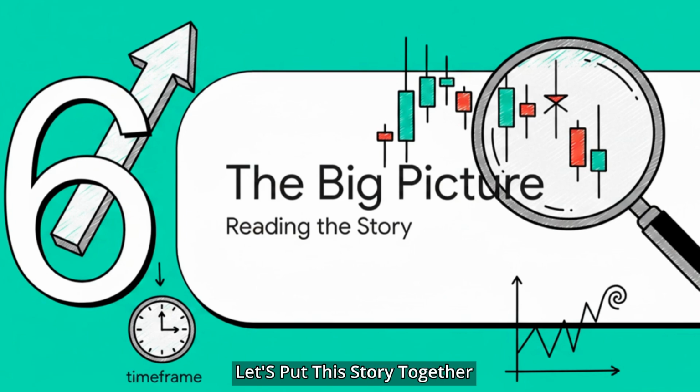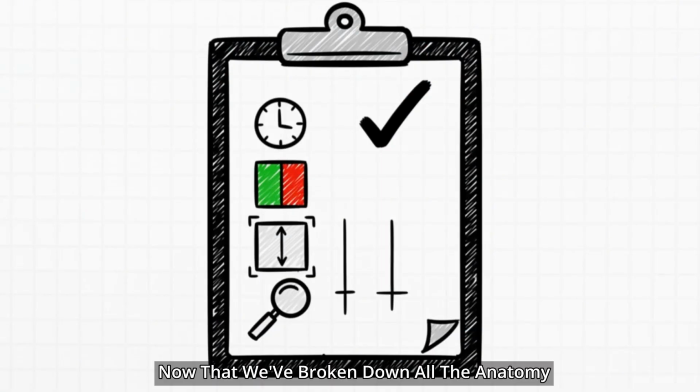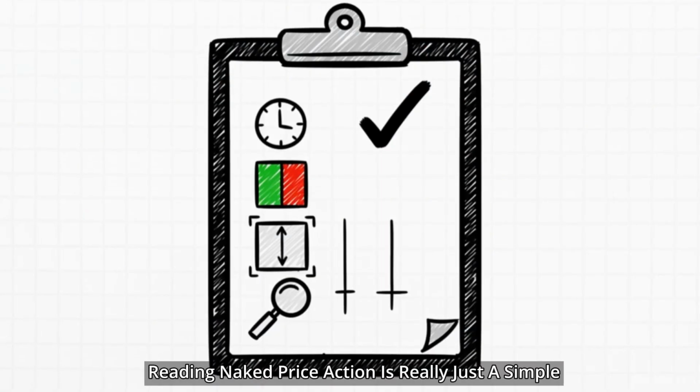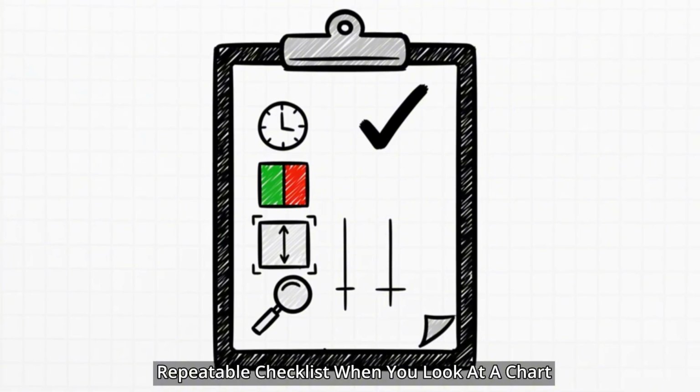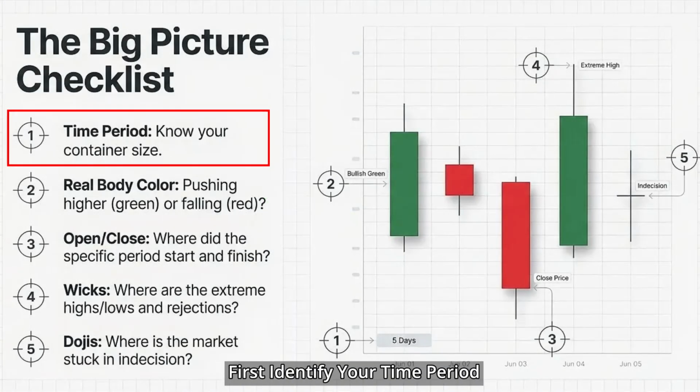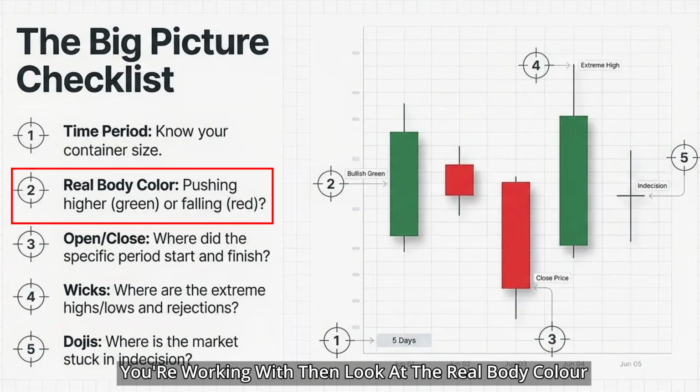Finally, section 6, the big picture. Let's put this story together. Now that we've broken down all the anatomy, reading naked price action is really just a simple, repeatable checklist. When you look at a chart, first identify your time period so you know the container size you're working with. Then look at the real body color.